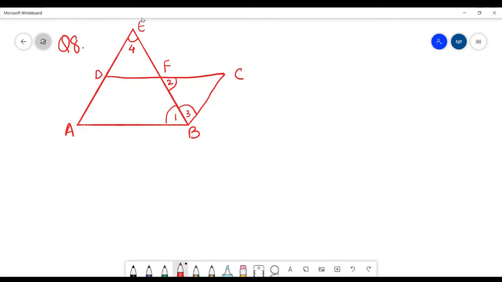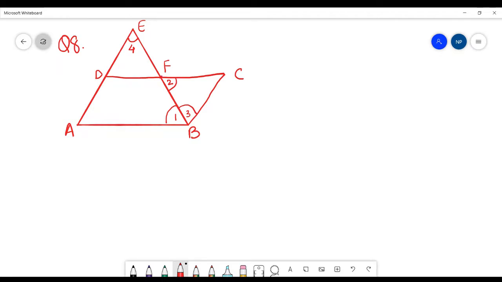Question number 8 states that E is a point on the side AD produced of a parallelogram ABCD. So this is your initial parallelogram ABCD where E is the extended point from AD. And BE, this line from B to E, intersects CD at F.